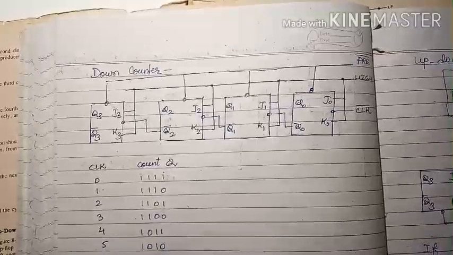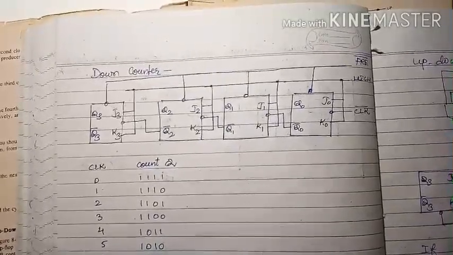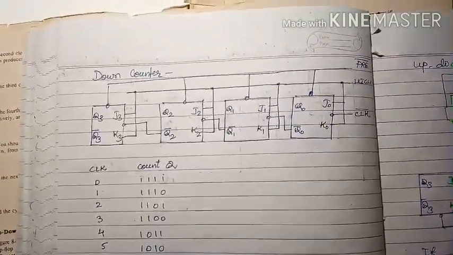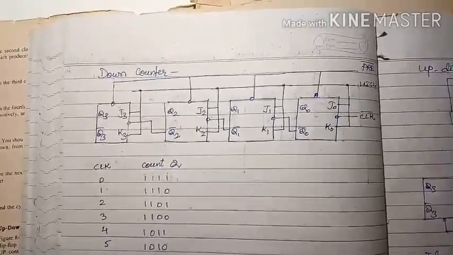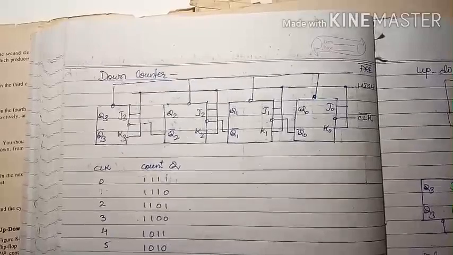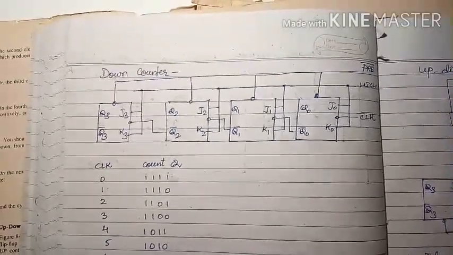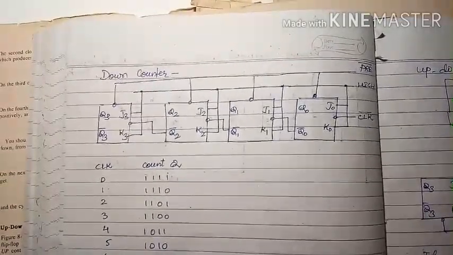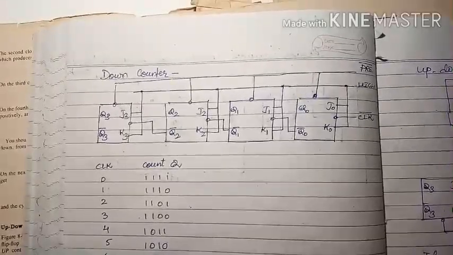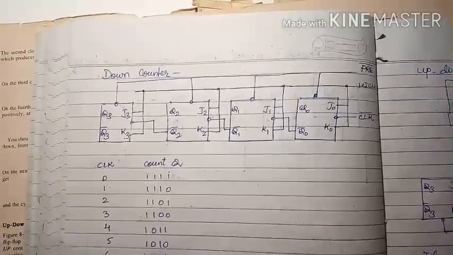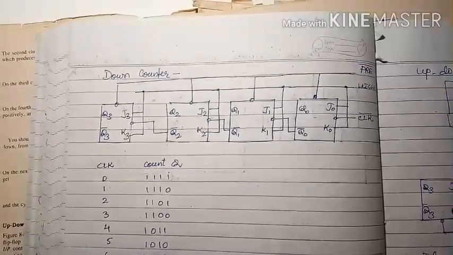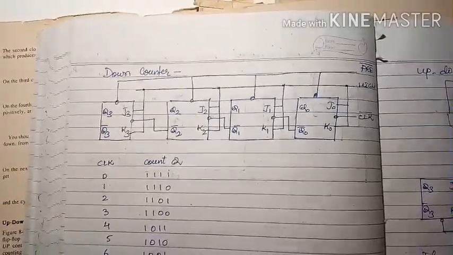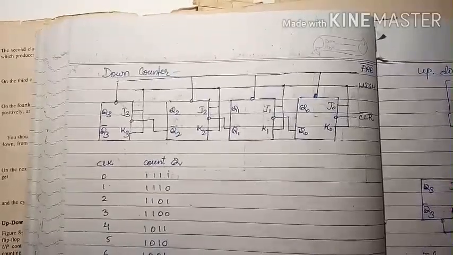As I said, each flip-flop toggles when its clock input goes from 1 to 0. When the clock input goes from 1 to 0, the flip-flop toggles. This is equivalent to an uncomplemented output going from 0 to 1. For instance, Q1 flip-flop toggles when Q0 bar goes from 1 to 0, which is equivalent to Q0 going from 0 to 1.